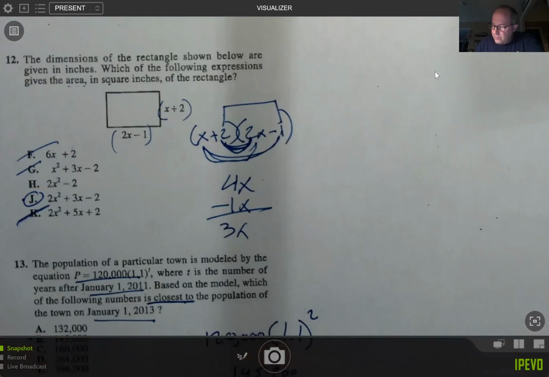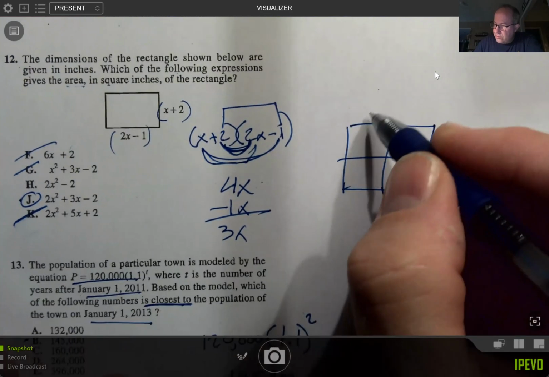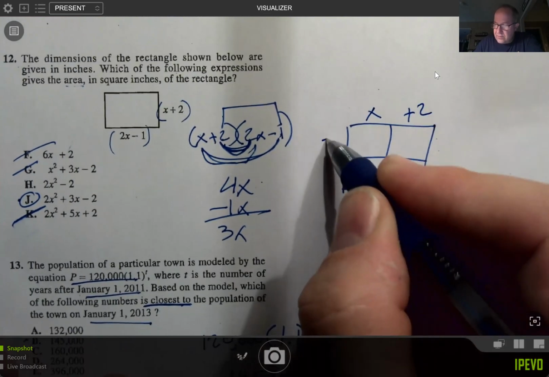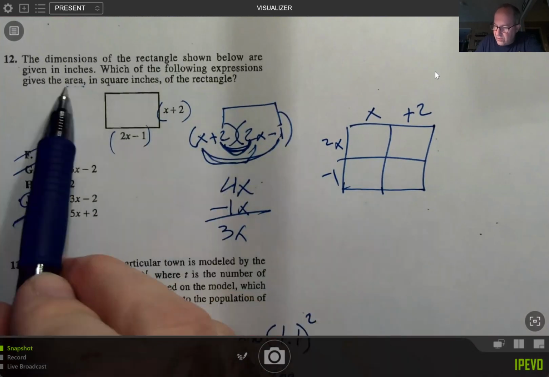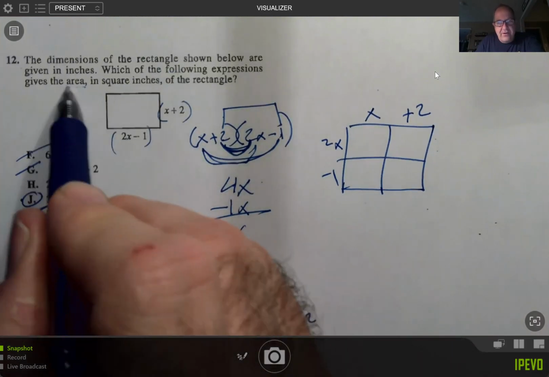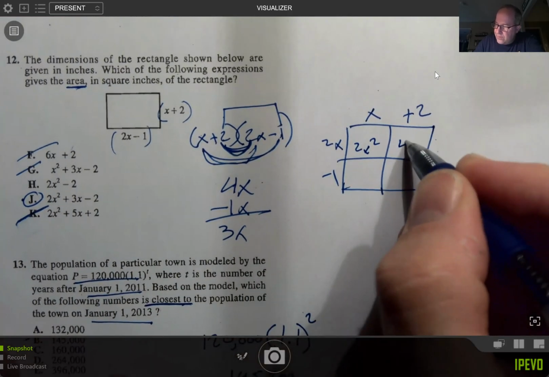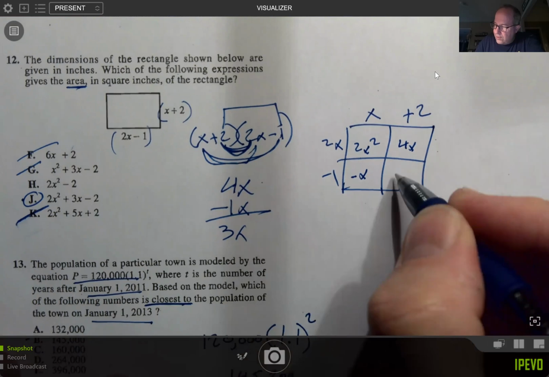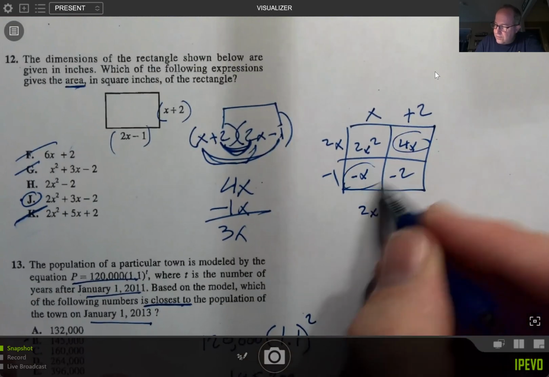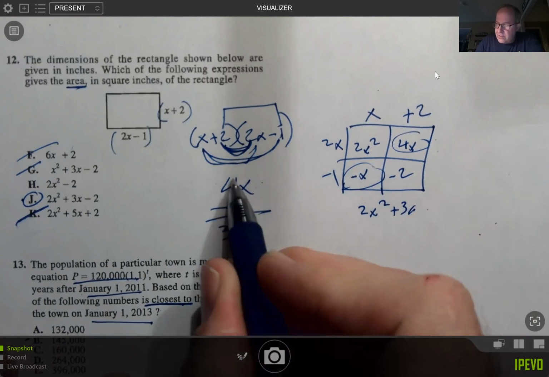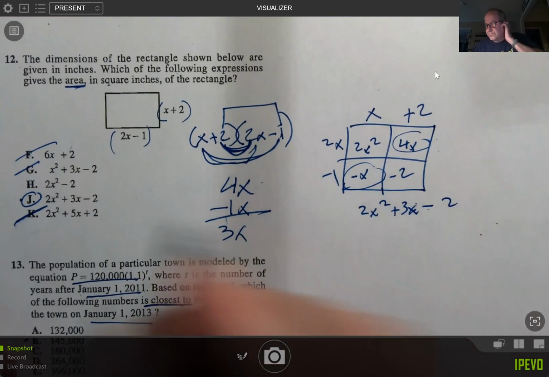There are some people that like to multiply like this. It's totally okay. There's nothing wrong with it. It's called the box method, and it's kind of interesting that they're showing that here, asking you to find the area. And here we can see all the little pieces that I got when I did the FOIL, right? And there's the 2x squared. These two add up to be 3x, right? We did it right over here. And minus 2. So letter J.